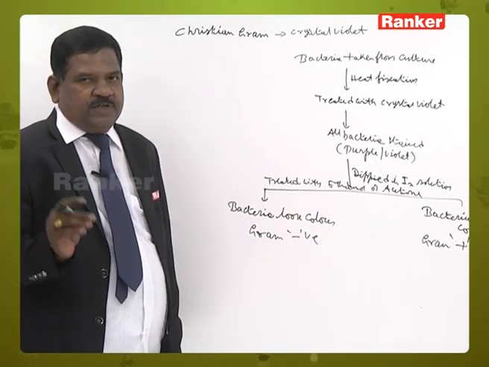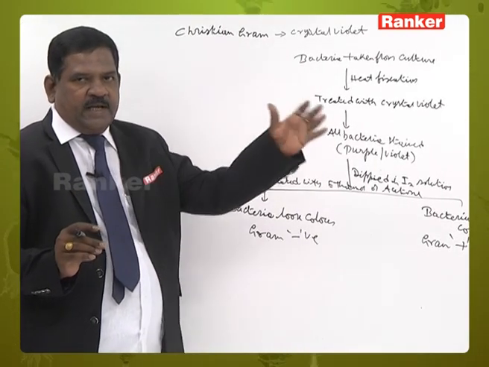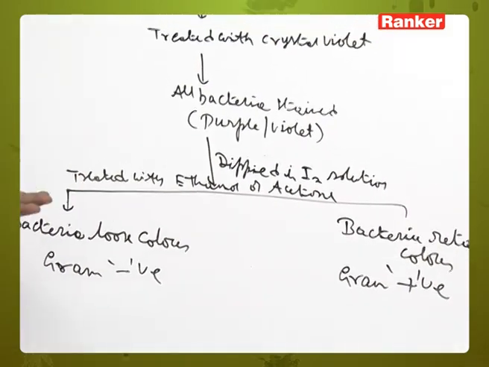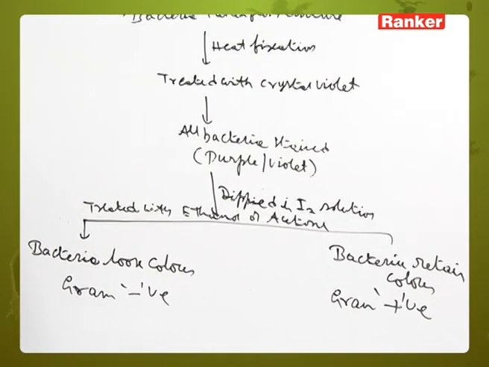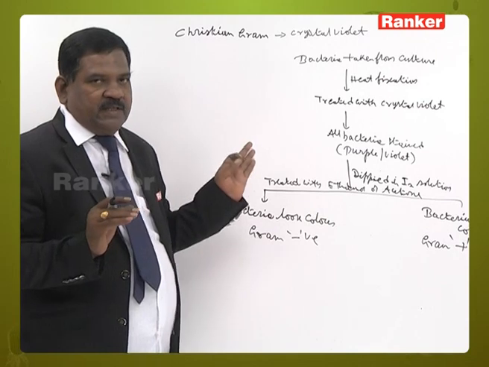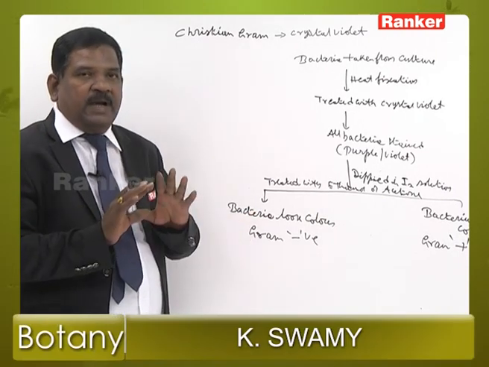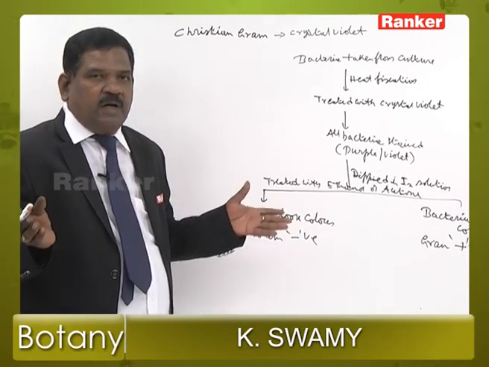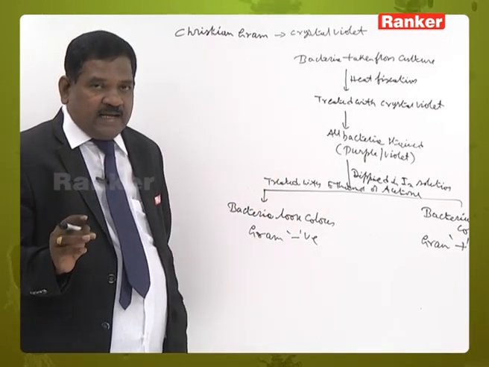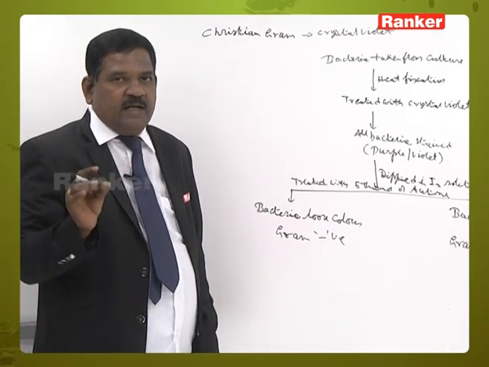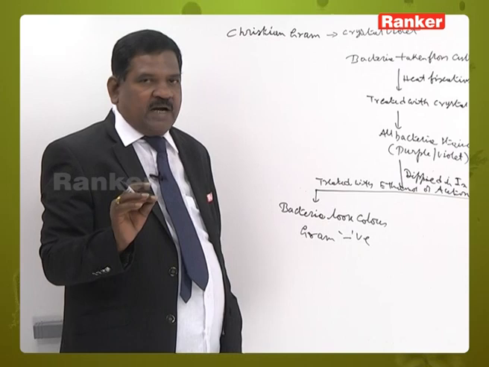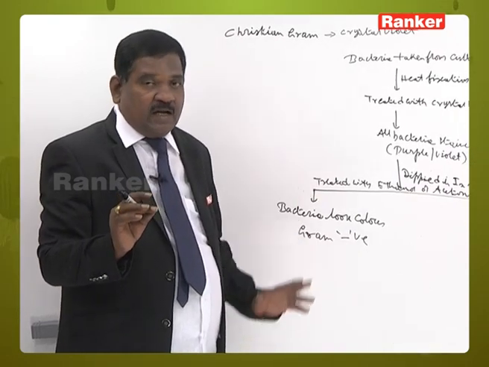Gram staining procedure. First, take bacteria from culture and expose them to heat, so all bacteria attach to the slide. That is called heat fixation. Next, all bacteria are treated with crystal violet. All bacteria change their color, that means they all stain. The color is either purple or violet. Then the slide is treated with iodine solution, and then all the bacteria are treated with either acetone or ethanol.